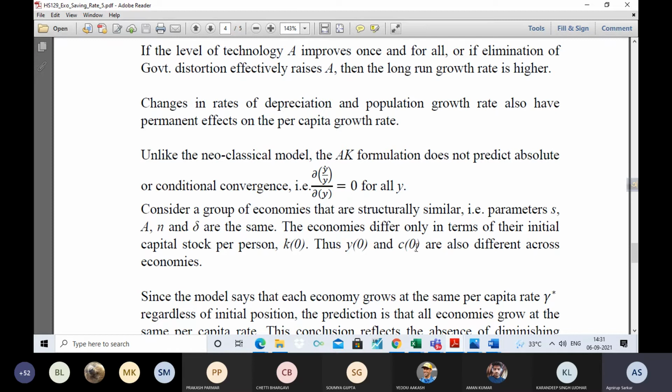Since the model says that each economy grows at the same per capita rate, gamma star, regardless of its initial position, the prediction would be that all economies grow at the same per capita rate, right? This conclusion reflects the absence of diminishing returns. Another way to see this result is to observe that the AK model is just a Cobb-Douglas model with a unit capital share, that is, alpha equal to 1. We can think of it that way.